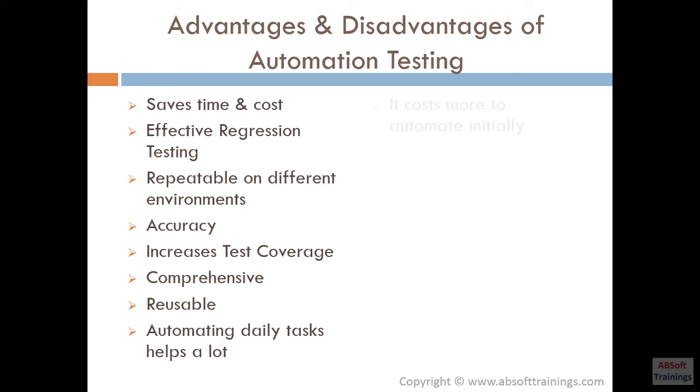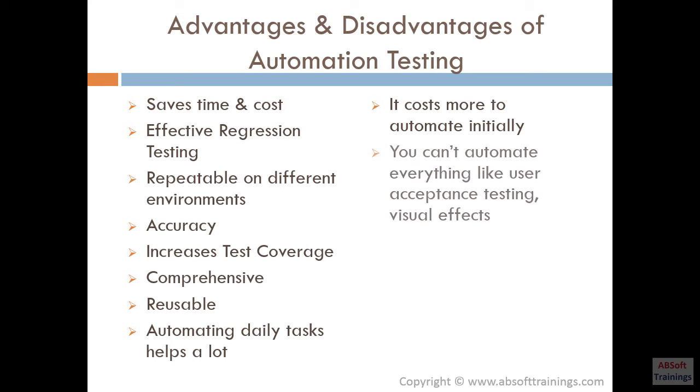Let's look at disadvantages. It costs more to automate initially than manual testing. You can start manual testing straight away for a test case, but for automation, you need to pick a tool, develop automation framework, and start writing automation scripts. This takes considerable amount of time, and initially to start with, it takes time for automation. But once things are in place, it's a lot easier.